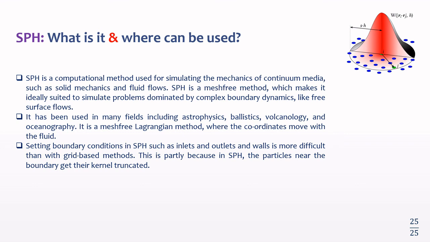Setting boundary conditions in SPH, such as inlets and outlets and walls, is more difficult than with grid-based methods. This is a limitation for the SPH method. This is partly because in SPH, the particles near the boundary get their kernel truncated, and this can be considered a limiting factor for SPH compared to the mesh-based methods.